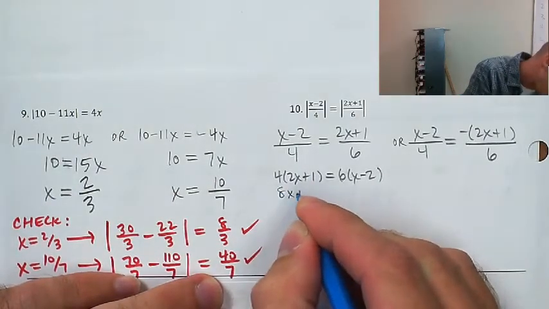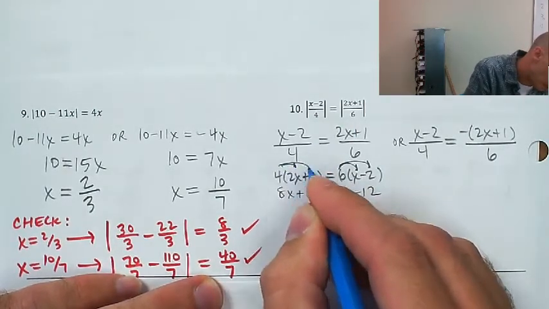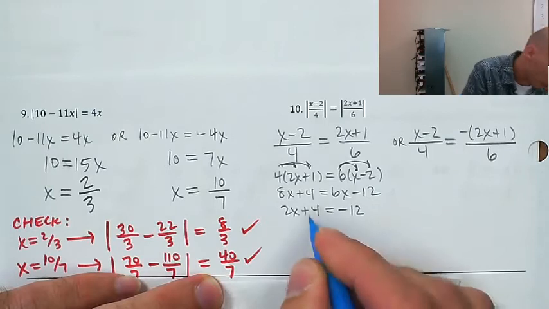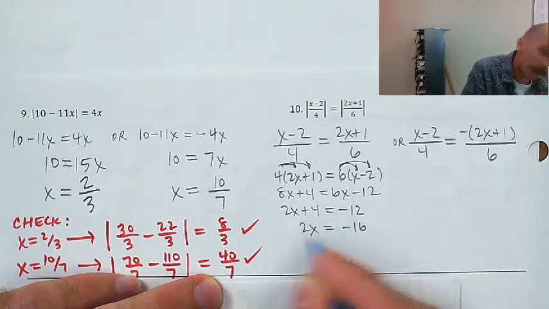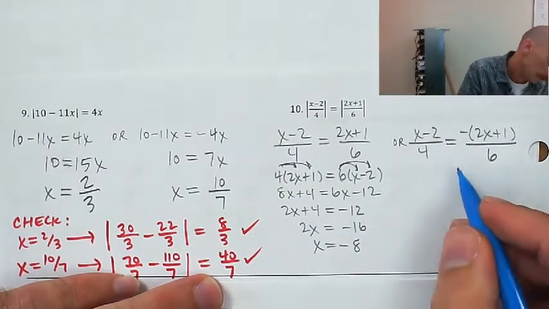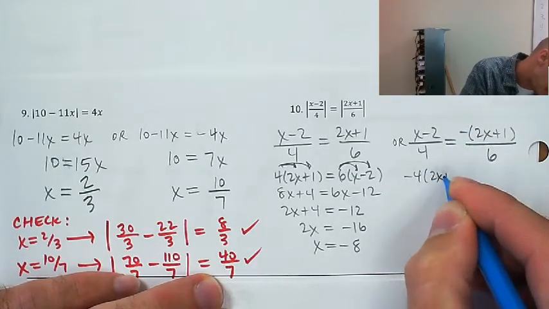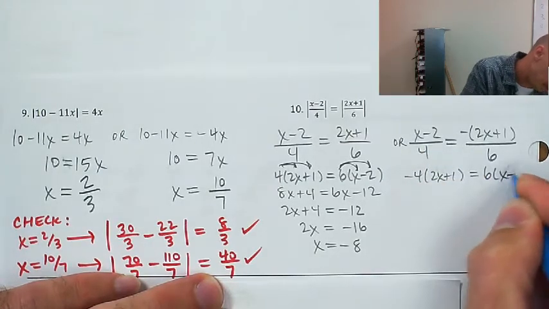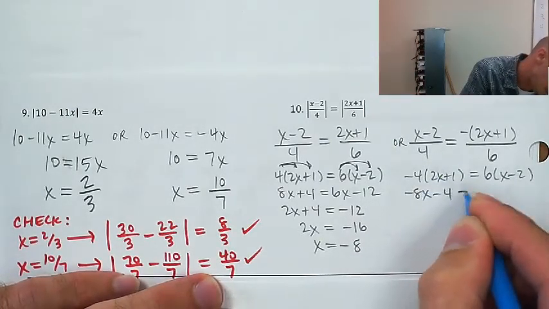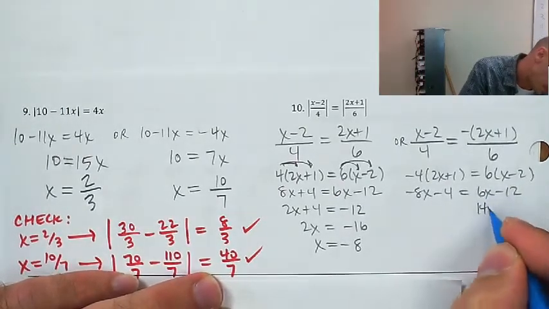So this is going to be 8x plus 4 equaling 6x minus 12 when I distribute here and there. And I'm going to subtract 6x. Subtract 4 as well. And then I'll divide by 2, and I'll get x equals negative 8. Okay. And then I'm going to cross multiply over here, and that'll work. Okay, so I'll have negative 4 times (2x plus 1) equaling 6 times (x minus 2). So in a very similar way, I'll have negative 8x minus 4 equaling 6x minus 12. Then from here, I might add 8x to both sides.